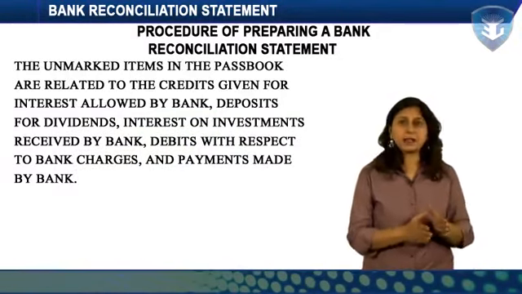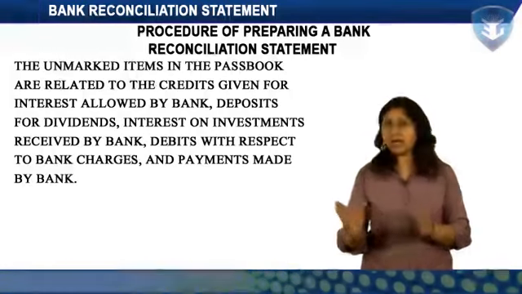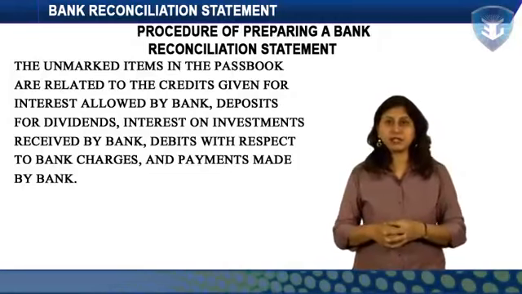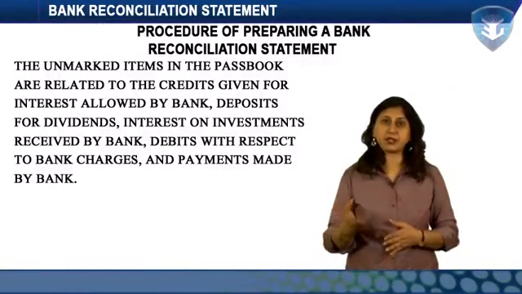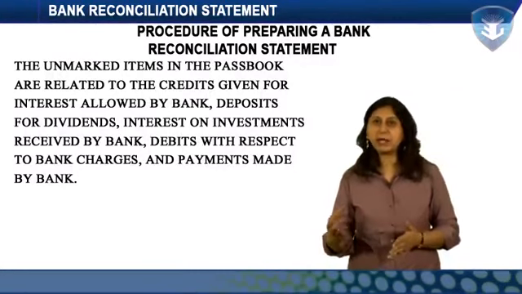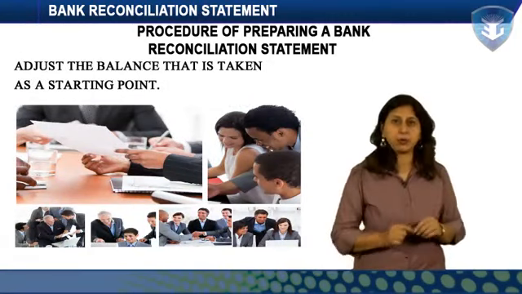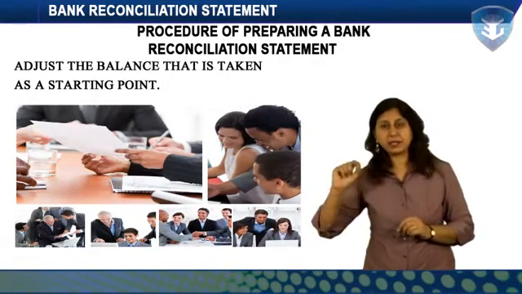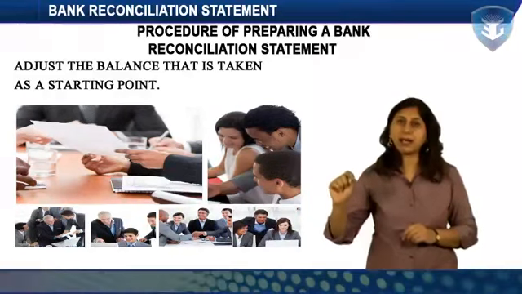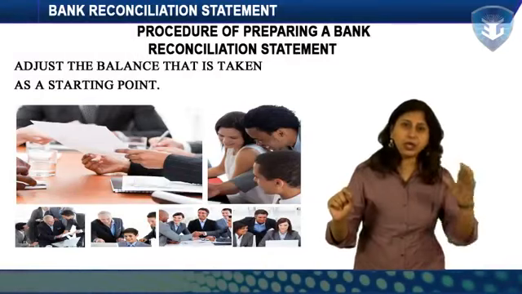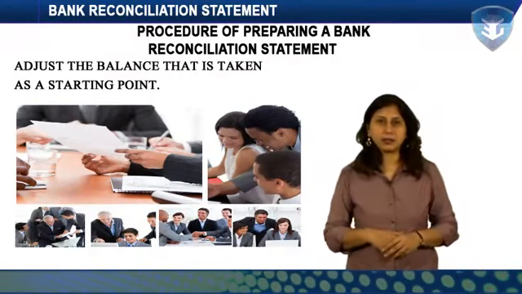The unmarked items in the passbook are related to the credits given for interest allowed by bank, deposits for dividends, interest on investments received by bank, debits with respect to bank charges, and payments made by bank. Adjust the balance that is taken as a starting point. If the balance as per the cash book has been taken as a starting point, then the cash book balance must be adjusted in accordance with the entries passed in the passbook and vice versa.